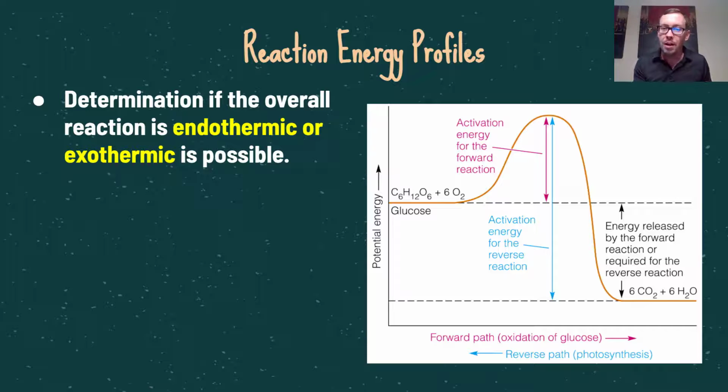We can also, based on the information in this graph, determine if the overall reaction is endothermic or exothermic based on where my reactants are at the beginning and where my products are at the end. If I have released energy, my products will be lower than my reactants, and thus we would identify this as an exothermic reaction. If my products are higher than my reactants, then I would identify this as an endothermic reaction, one which absorbs energy, whereas an exothermic reaction is one that releases it.